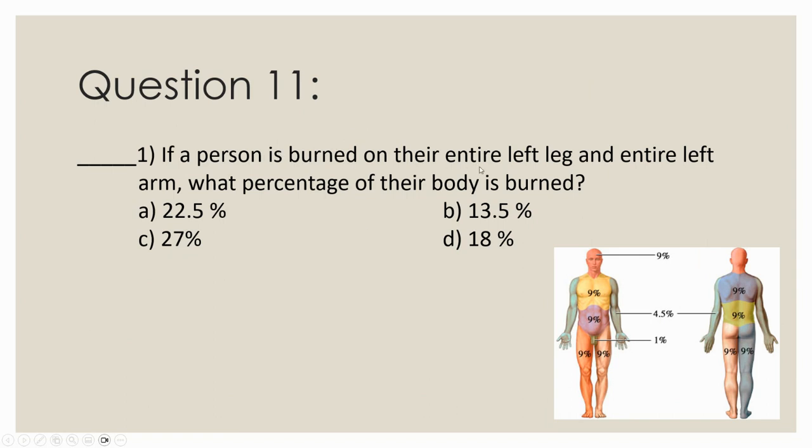So if a person is burned on their entire left leg, okay, so entire left leg means front and back, all right? So entire leg would be 18%, and an entire arm. So we have the left arm and the right arm. So the arm, the total arm is 9, the total leg is 18. That is going to give us a 27% surface area burn.